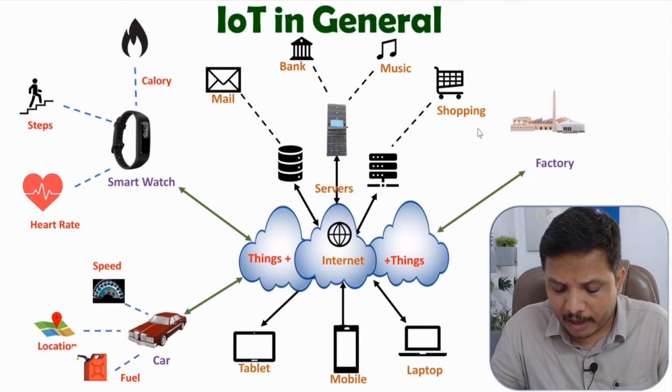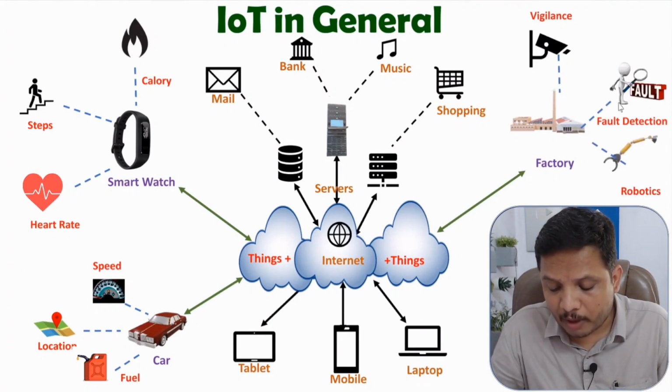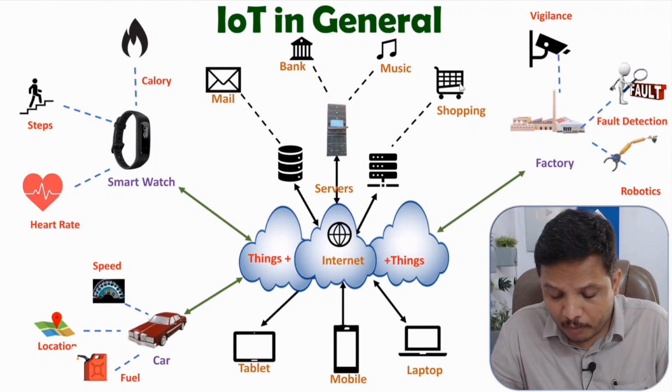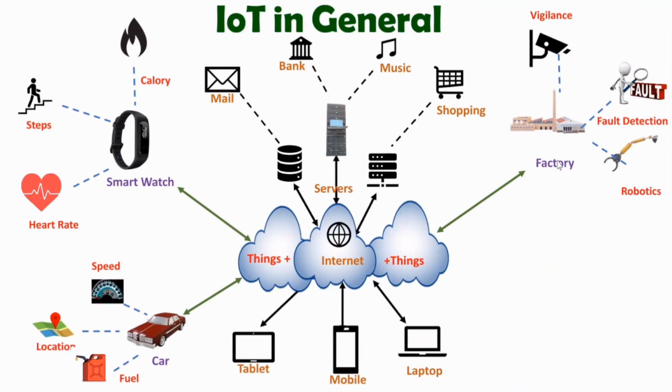For instance, here we have a factory, and there can be many types of operations in a factory, like vigilance control. We need fault detection. We can also use robotics. So all this data can be uploaded to the internet. By using this with the IoT application, we can optimize the factory's performance. Now I'll take another example.